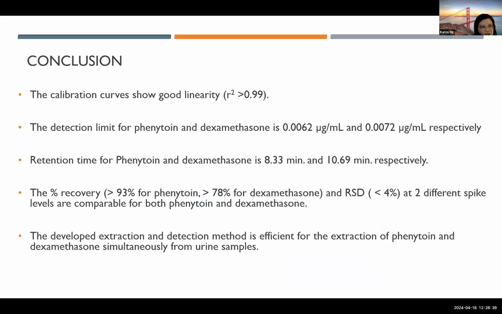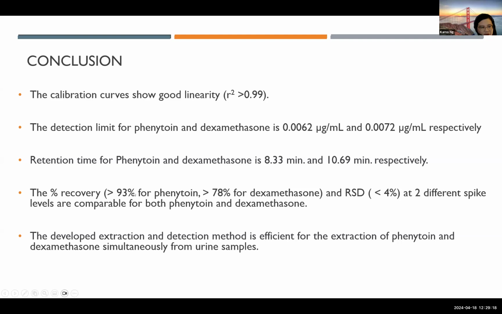So the final conclusion is, as you can see, the calibration curve shows a very good linearity. The R-square value is greater than 0.99. And we also determined the detection limit for both drugs is about 0.0062 and 0.0072 microgram per mil. The retention time for phenytoin and dexamethasone is 8.33 and 10.69 minutes, which shows that we can finish the analysis within 10 minutes. And we already saw the percent recovery for both drugs is very good at two different spike levels.